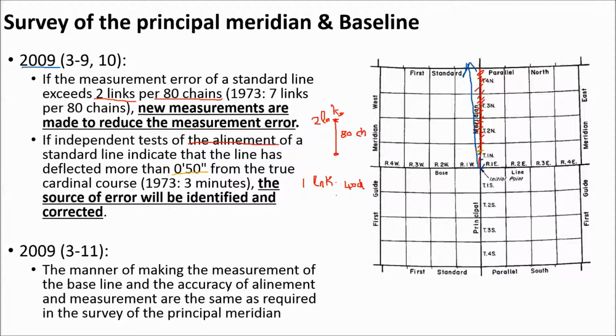Okay. That's according to the 2009 manual. According to the 1973, it was a little bit more lenient than that. It was for the distances, 7 links per 80 chains instead of 2, and 3 minutes instead of 50 seconds. So you see, the 2009 is a little bit more stringent than the 1973, and that makes sense.